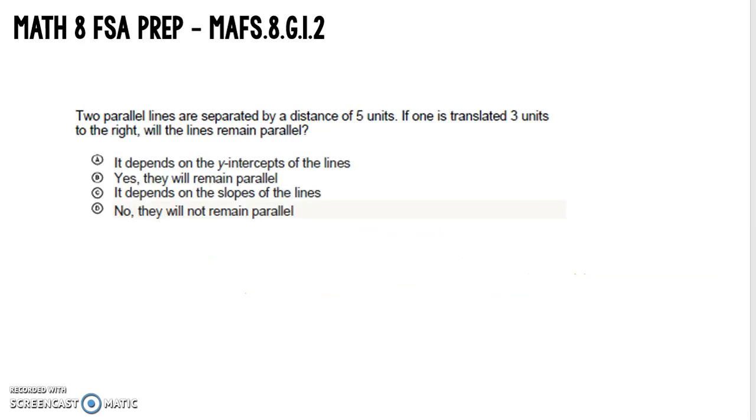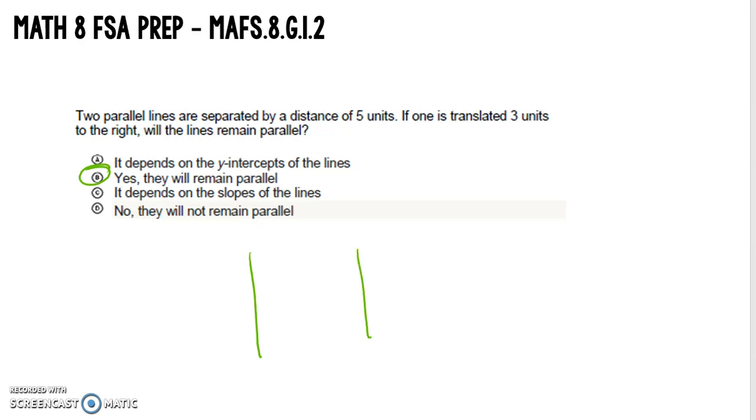Okay, let's go ahead and take a look at this one. It says two parallel lines are separated by a distance of 5 units. If one is translated 3 units to the right, will the lines remain parallel? What do you think? Yeah, they're going to still remain parallel.